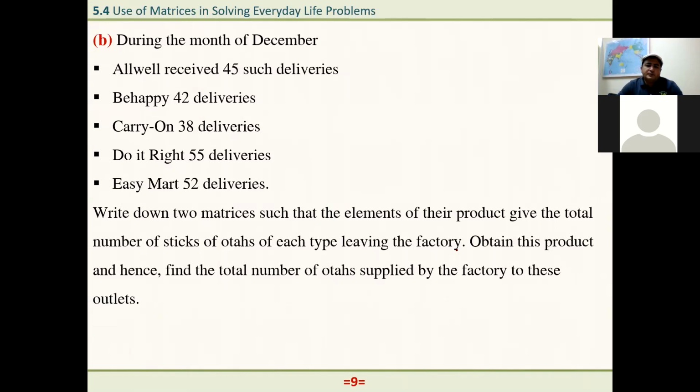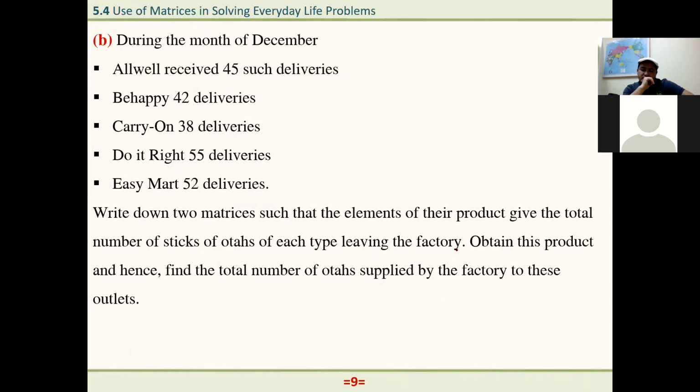Part B. Amira, you read it. We have the second part here. During the month of December, Allwell received 45 such deliveries, Be Happy 42 deliveries, Carry On 38 deliveries, Do It Right 55 deliveries, Easy Mark 52 deliveries. Write down two matrices such that the elements of their product give the total number of sticks of OTA of each type leaving the factory. Obtain this product and hence find the total number of OTAs supplied by the factory to these outlets.